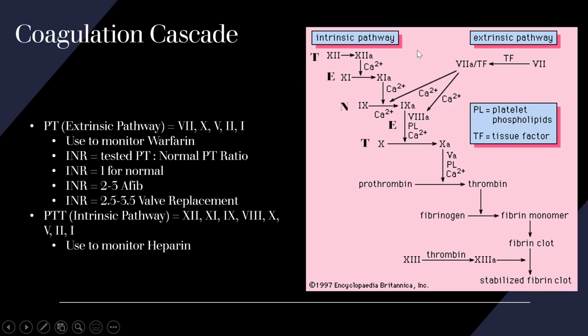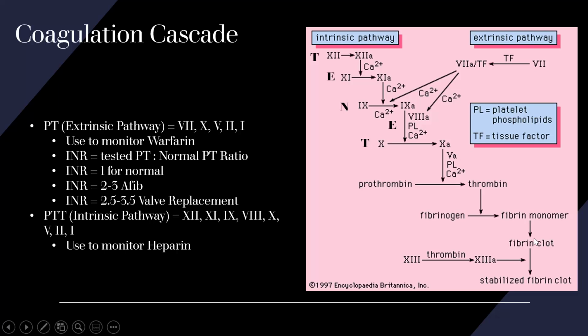Now the intrinsic, there's a little mnemonic that I like to use here, TENET, T-E-N-E-T. So that stands for 12, 11, 9, 8, 10. So the intrinsic starts with 12, goes to 11, goes to 9, goes to 8, and then 10 is the beginning of the common pathway. Okay, and 7 feeds into 10, and you're connected then into the common. Once you get to 10, you go to prothrombin, which is activated into thrombin, and then fibrinogen, and you get the fibrin clot here.